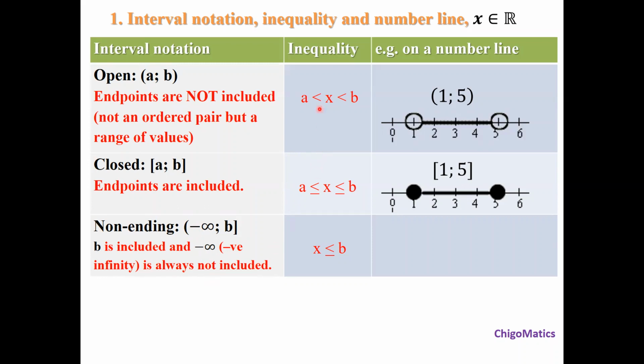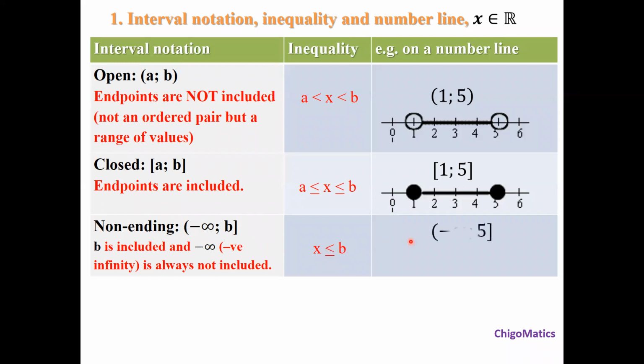So when we now write it as an inequality, we are saying that on the negative part, the smallest value X can take, we don't know. So we are simply saying X is less than or equal to B. Why equal to B? Because this side is closed, but this one is open. So it's simply less than or equal to B.